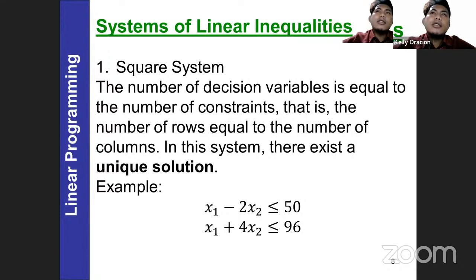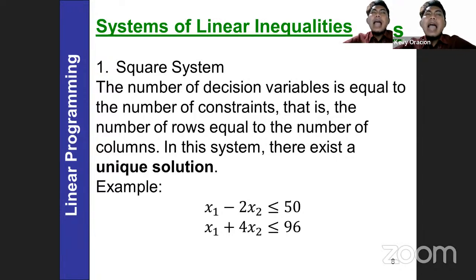Sir, what is the number of constraints? The number of constraints is the two given inequalities. There are 2 given inequalities here. So this is an example of a square system because there are 2 decision variables, x sub 1 and x sub 2, and also 2 constraints. The first constraint is x sub 1 minus 2x sub 2 is less than or equal to 50. The other constraint is x sub 1 plus 4x sub 2 is less than or equal to 96.